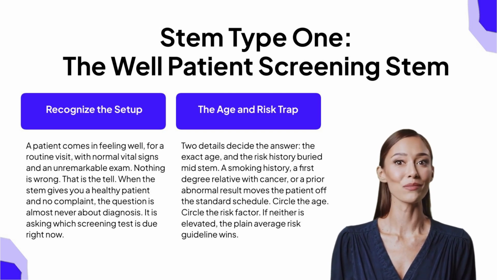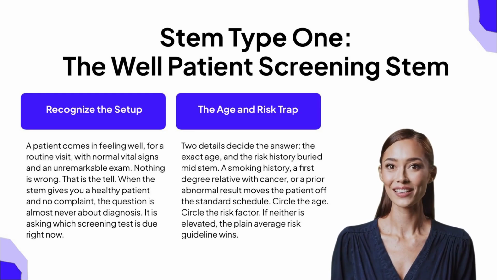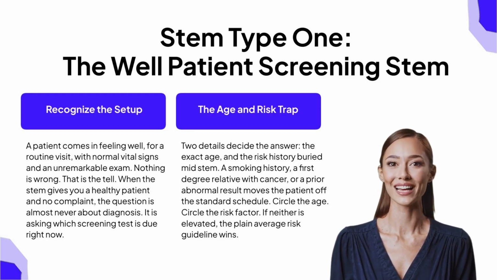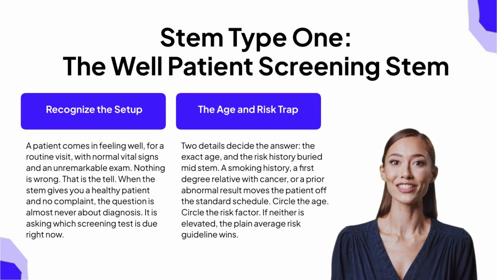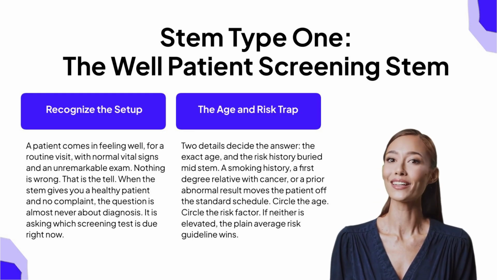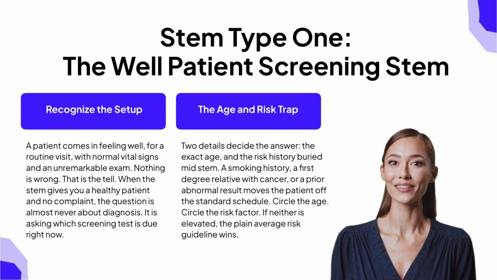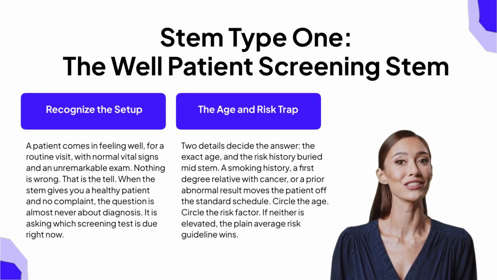Second, and this is where people lose the point, 2 details decide the answer: the exact age and the risk history buried in the middle of the stem. A smoking history, a first-degree relative with cancer, or a prior abnormal result moves that patient off the standard schedule entirely. So circle the age, circle the risk factor. If neither one is elevated, the plain average risk guideline wins, and the fancier answer choice is the trap.